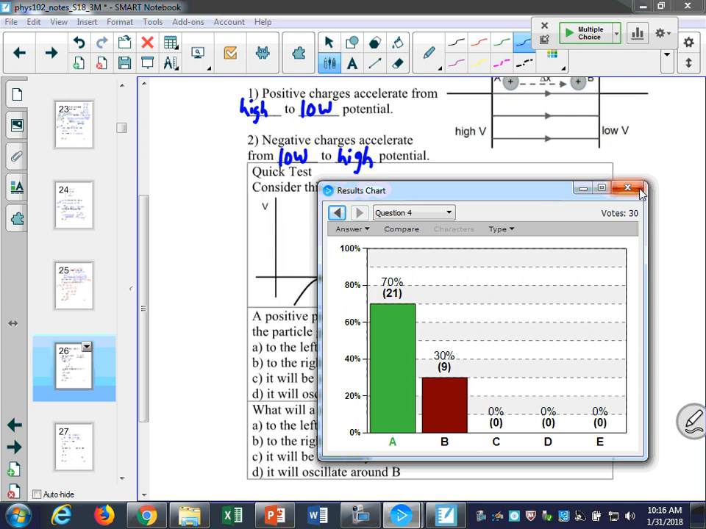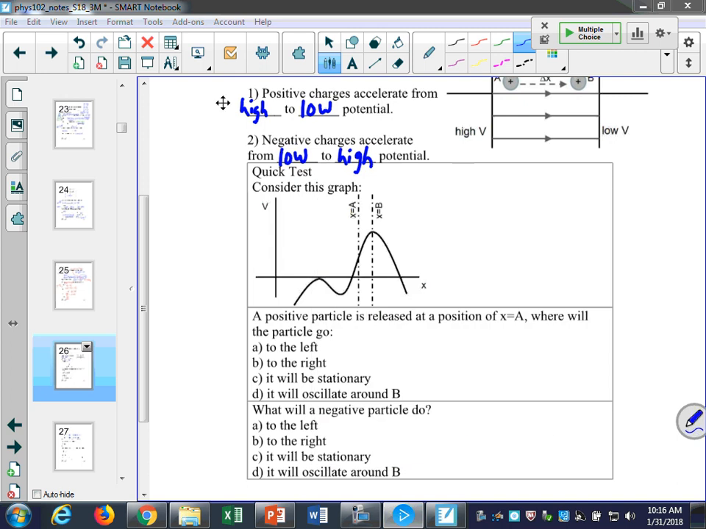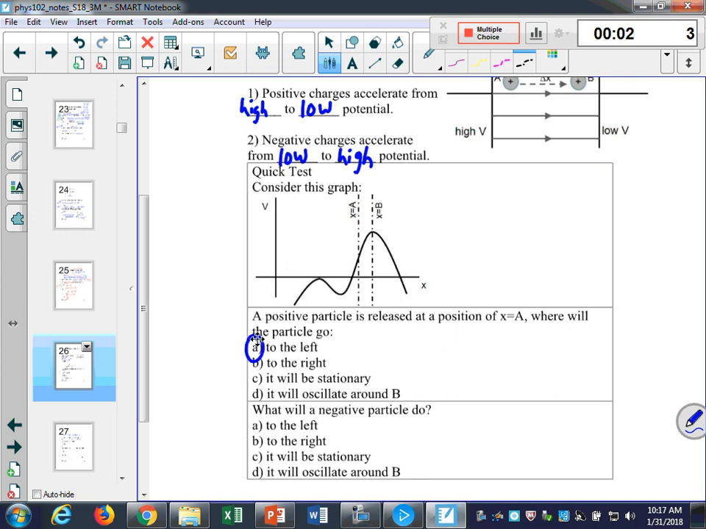All right, A is right, because positive charges move from high to low potential. So this charge is starting at A, it's going to move from high potential to low potential. It'll move in this direction, to the left. Its X position will decrease. What happens if you put a negative particle there? What will happen to a negative particle if I release it right here?